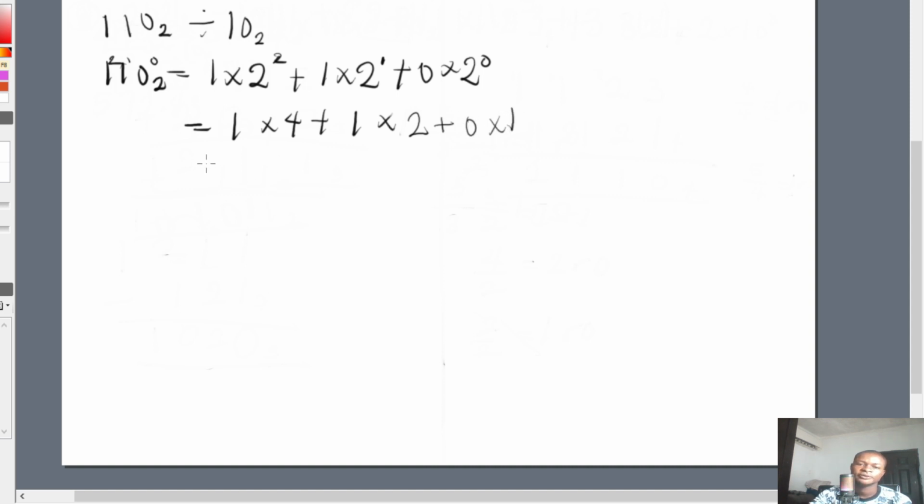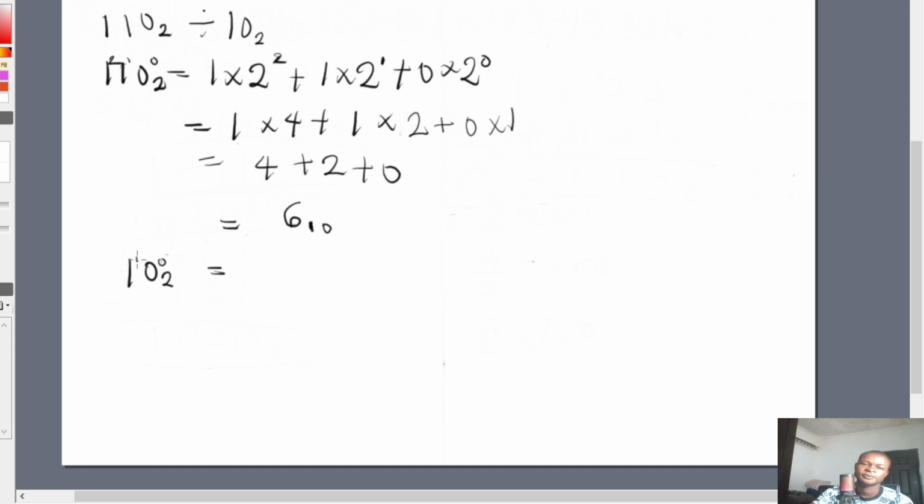So here obviously I'm going to be having 1 times 4, which is 4, plus 2 plus obviously 0, because 0 times 1 is 0. So here we are going to have 6 base 10. So the second one, I'm going to be having 10 base 2, which I'm going to convert to base 10 as well.